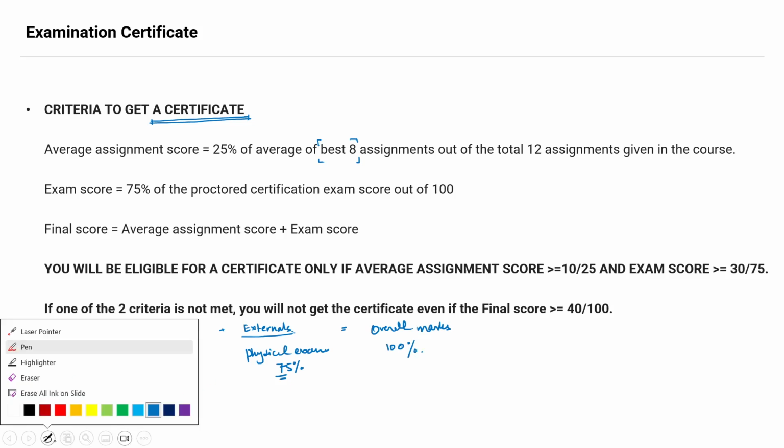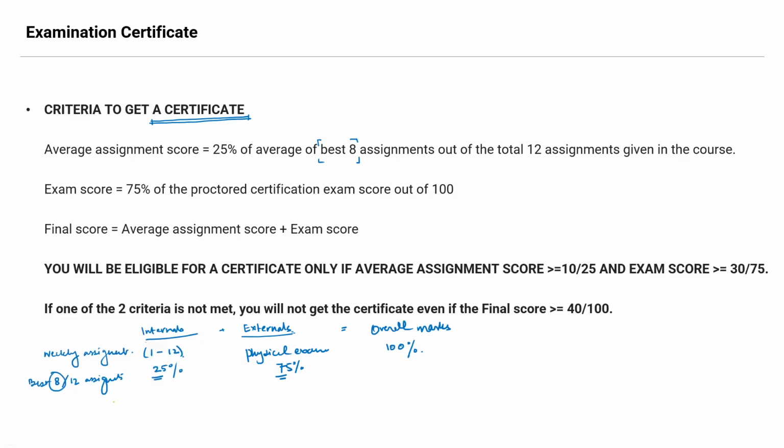Now, there are certain intricacies in this, which I'll tell you. In the internals, you have to score more than 10. Here in the external exam, you have to score more than 30, so that your overall score is more than 40.